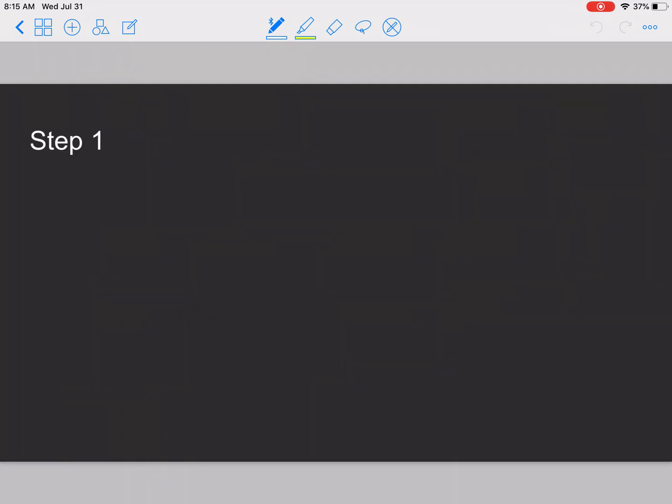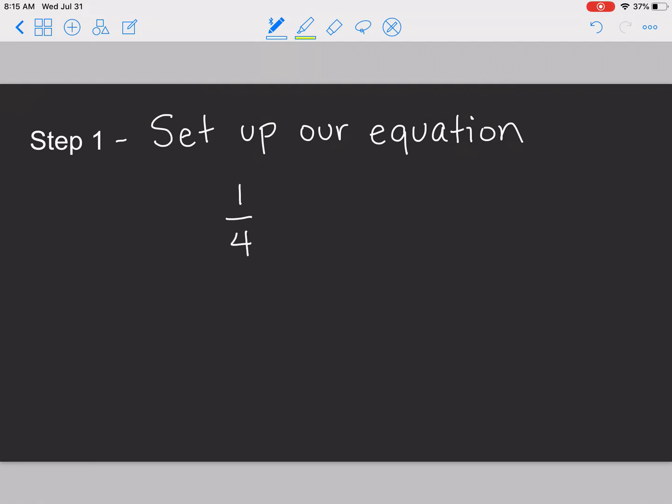So our first step is we're just going to look at the equation, and we're going to rewrite it, creating almost a template to get ready for our equivalent fractions. So we're going to set up our equation. Let's say we're doing an addition problem. My equation is 1/4 plus 2/3.